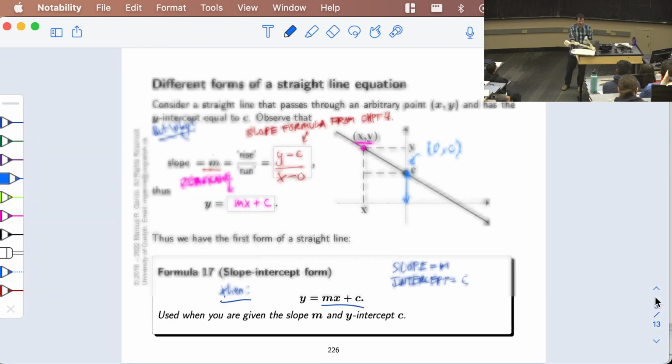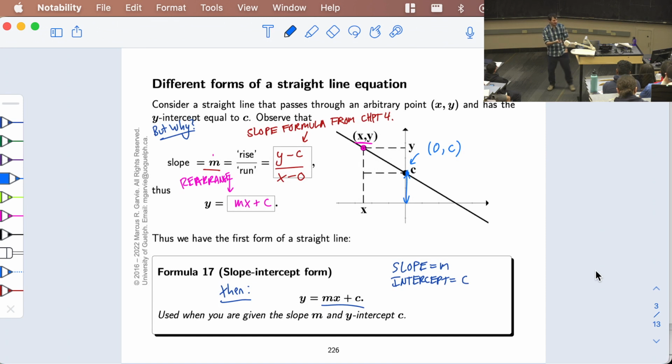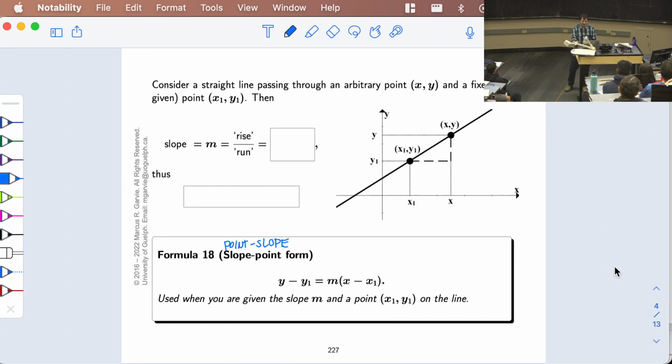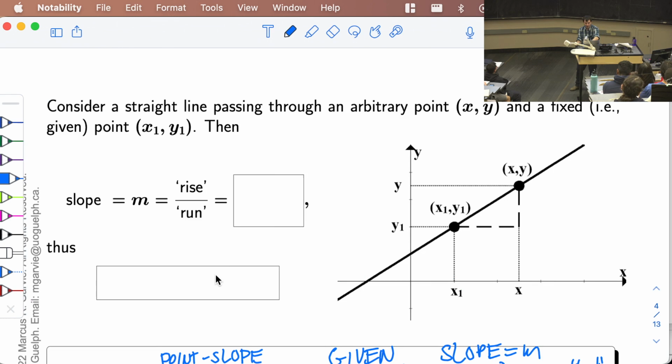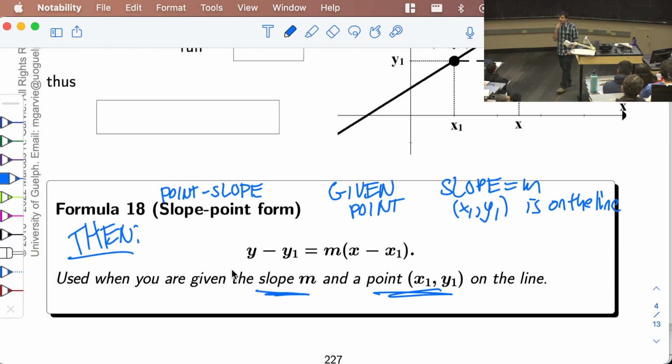In the slope intercept formula, somebody told us the slope and the intercept. In the point slope formula, what did somebody tell us? They told us two things. You're given a slope m and a point x1, y1. So if you're given slope equals m, and you're given the point x1, y1 is on the line, then you have this nice formula, y minus y1 equals m times x minus x1. And this formula is the equation of the line.